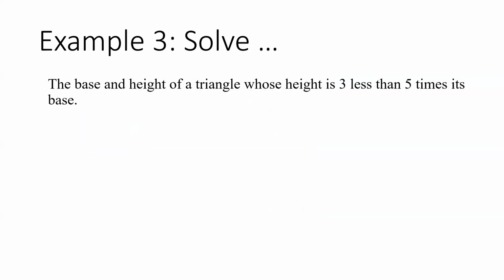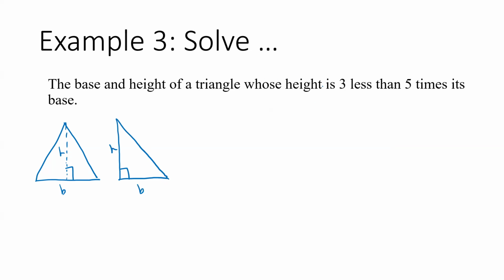All right. Next, the base and height of a triangle whose height is 3 less than 5 times its base. Okay. So again, we know we're dealing with a triangle. It doesn't say right triangle. It doesn't say any of that, right? So we just need to make sure that we're comfortable. We remember about triangles. So remember, for a triangle, your height is just always perpendicular to your base. This is my height. This is my base. It could be a scalene triangle, or it could be a right triangle where your side is your height, correct? It doesn't matter as long as you're paying attention to the words, okay?